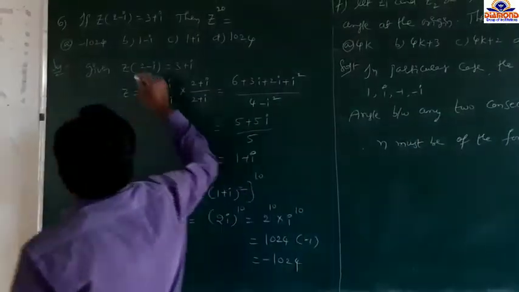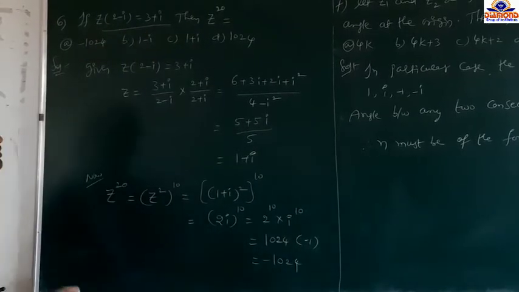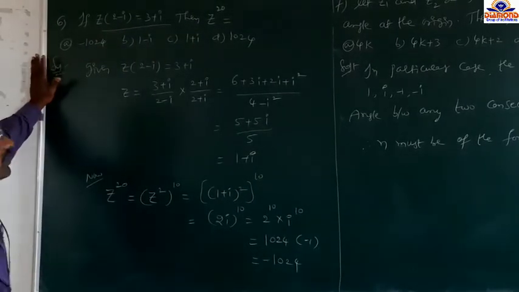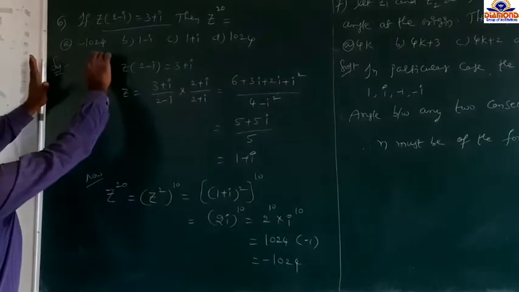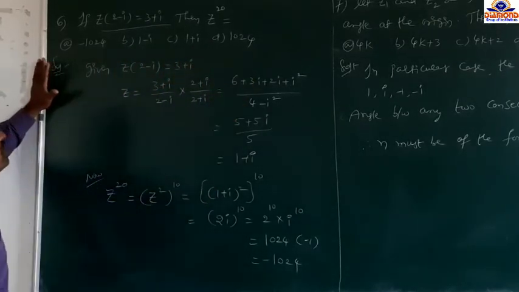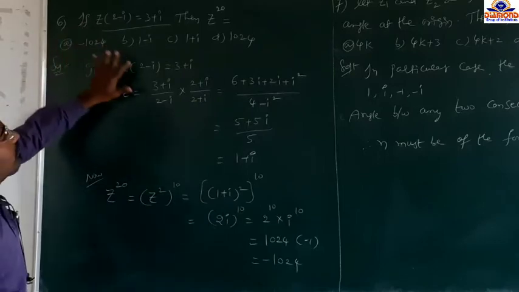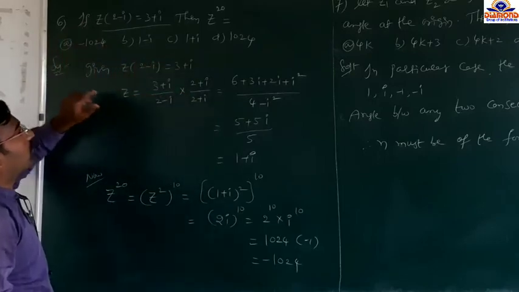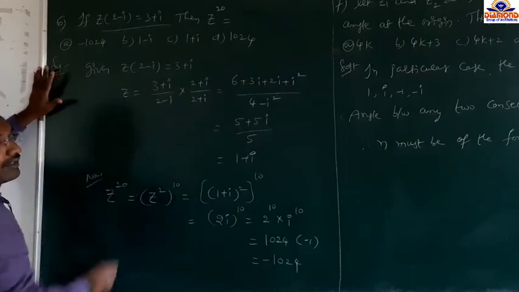If z times (2 minus i) equals 3 plus i, then z to the power 20 is? Option A: minus 1024. Option B: 1 minus i. Option C: 1 plus i. Option D: 1024. So what is given? z times (2 minus i) equals 3 plus i. z equals what from here? (3 plus i) by (2 minus i).